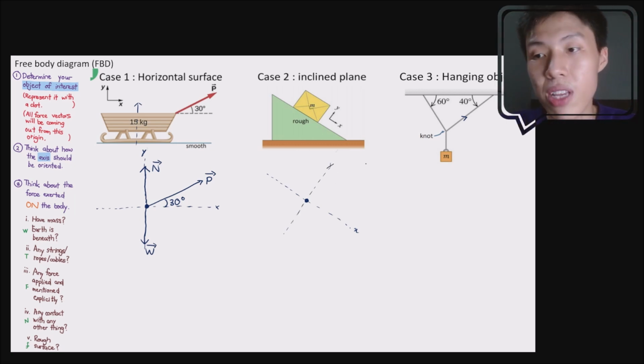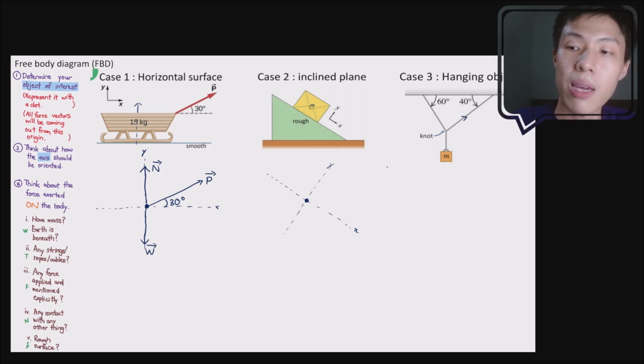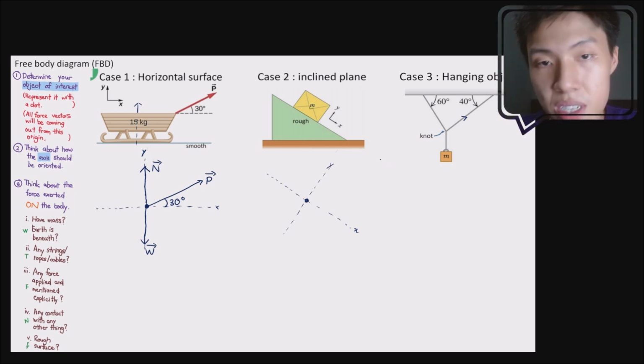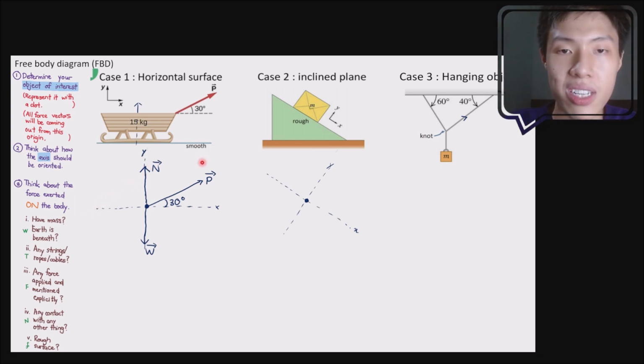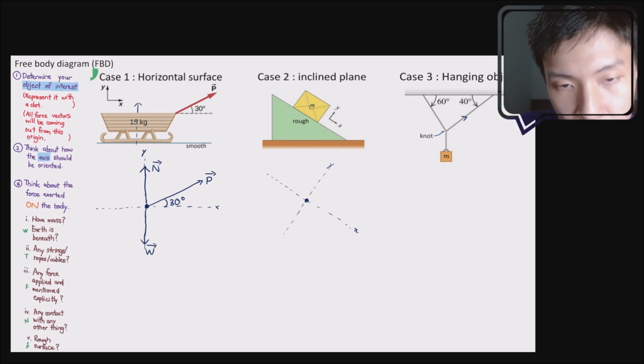Okay, now that we have labeled our axis, let's move on to the third step where we ask ourselves the 5 questions. First question, does this parcel here have mass? Well, this parcel here is made of stuff like papers and cardboards and stuff. So you should expect there's mass, okay? So it's made of something, it should have mass. Then is the earth below? Yes, the earth is beneath it. So you should expect weight.